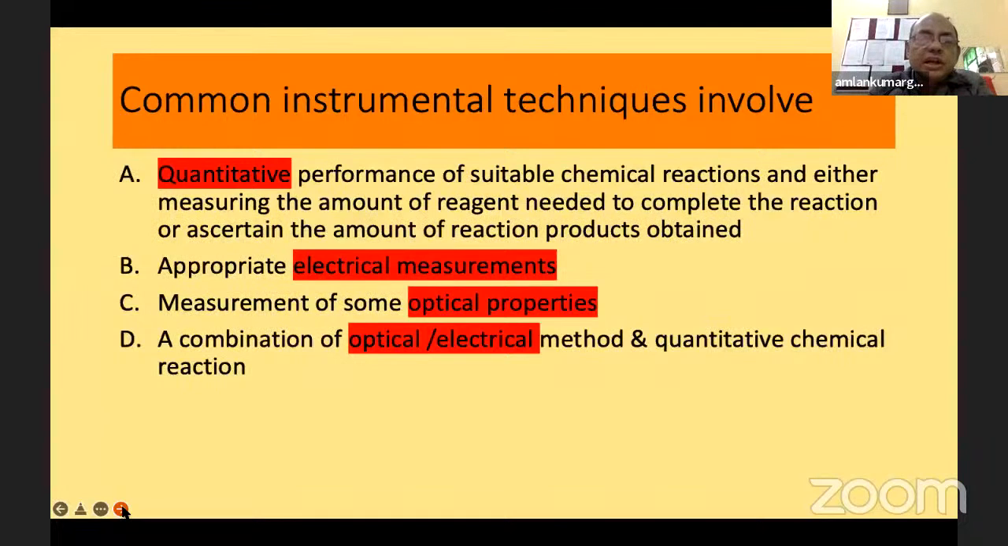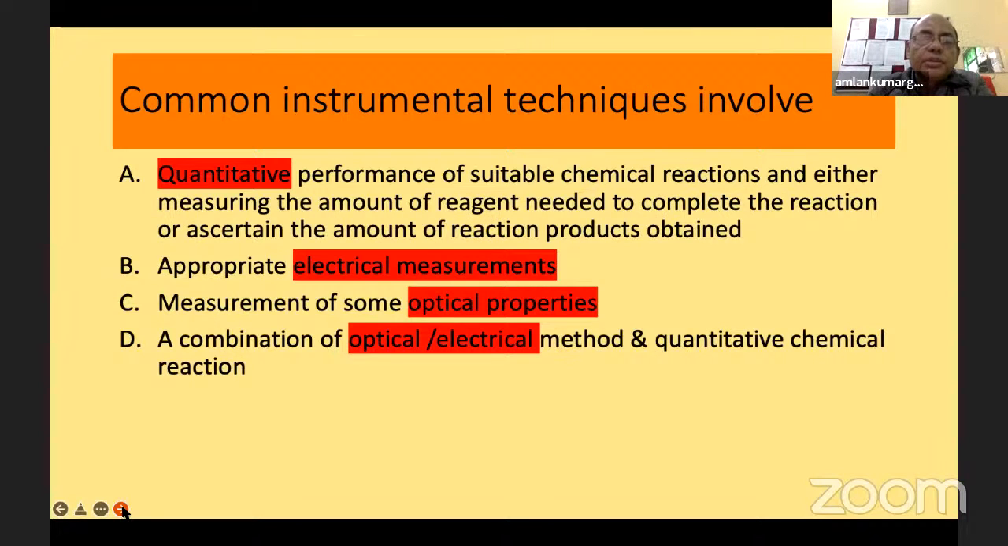Common techniques that are there are divided into 4 types. One is quantitative, then appropriate electrical measurements, measurements of some optical properties, and optical as well as electrical methods. So a combination of optical and electrical methods. So these are the 4 methods of analysis.